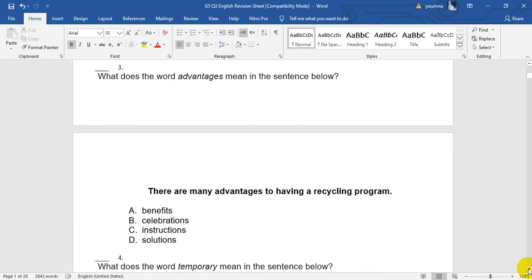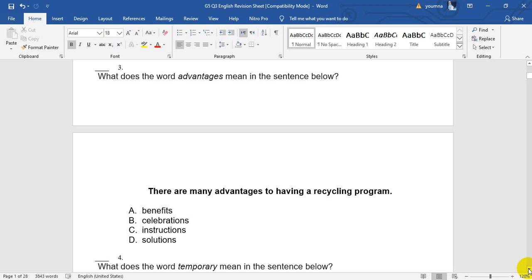Let's move to number 3. What does the word advantages mean in the sentence below? Let's read the sentence. There are many advantages to having a recycling program. Here advantages means benefits, celebrations, instructions, solutions.